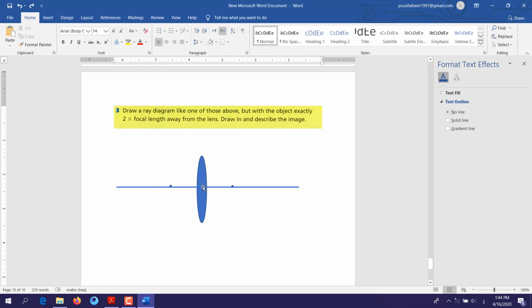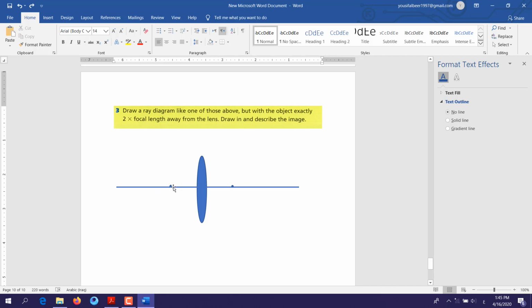How will we know the position of it? The position of it is exactly the same as the first one. If you measure the distance from this point to the center of the lens, here it will be the same. Then next step, it's where the object will be. In the question it says the object is exactly 2x focal length. What do you mean by focal length? Focal length is the distance from the principal focus to the center of the lens.